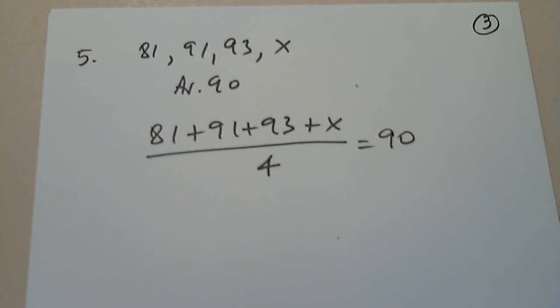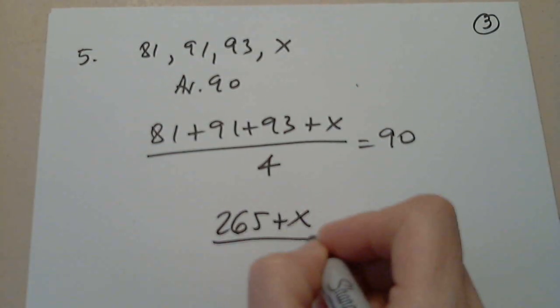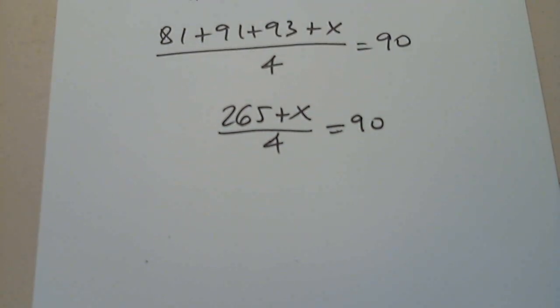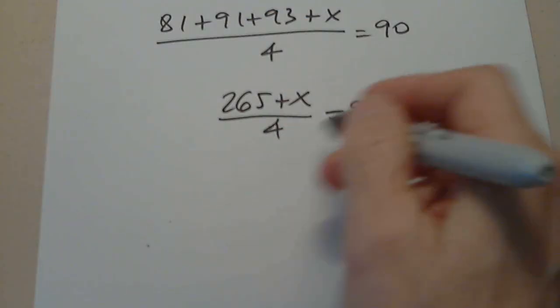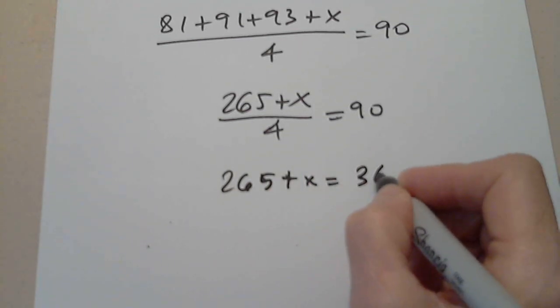265. 81 plus 91, and then plus 93. You said 265? Yes, that's what I got. So 265 plus x, divided by 4, equals 90. Excellent. How do we proceed? Multiply each side. Yes, it's a proportion. We cross multiply. 265 plus x equals 360.